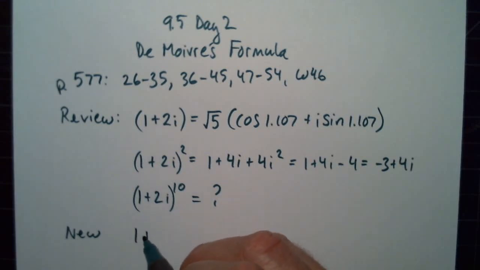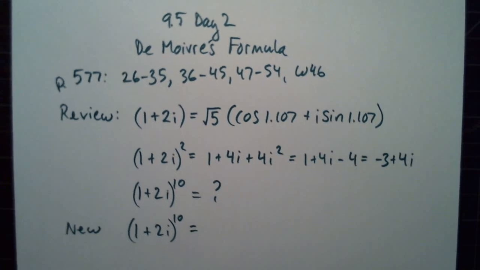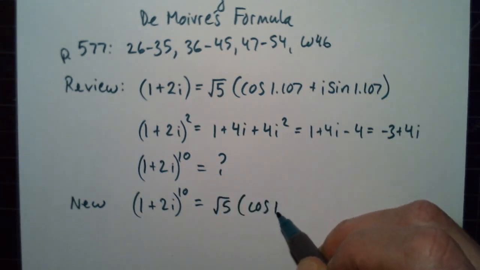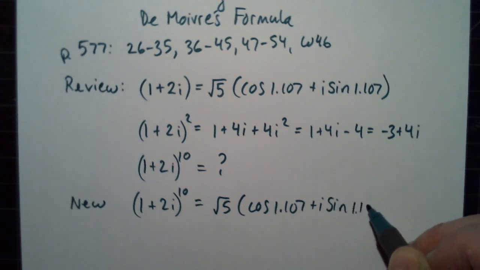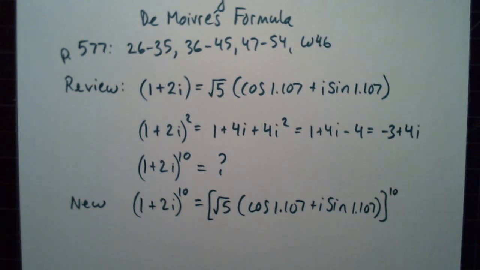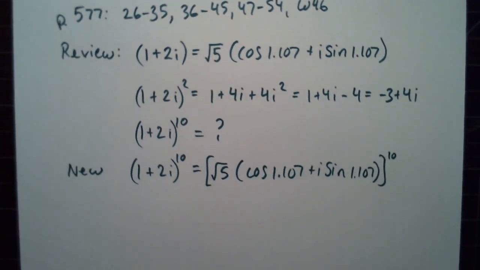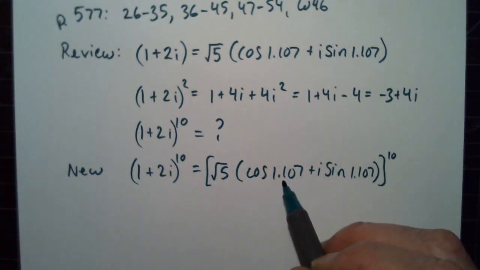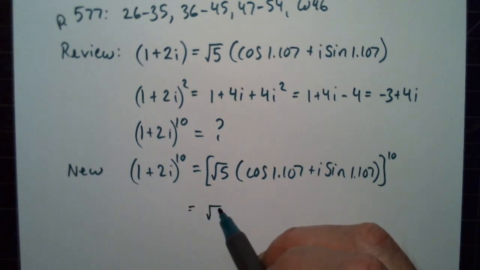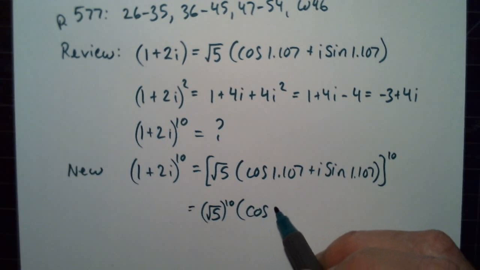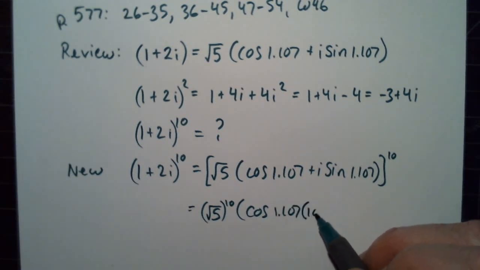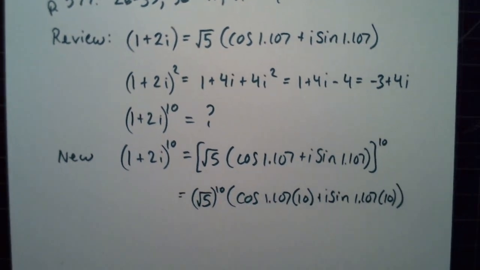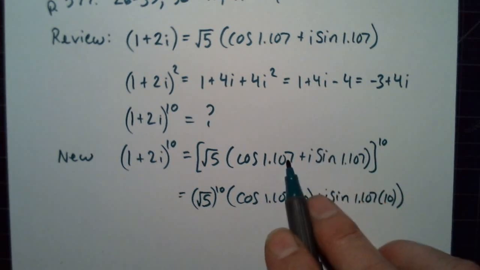So if we had 1 plus 2i to the 10th, we would just use the trig form, which is that. We would have radical 5 and then we'll raise that to the 10th power. Those are equal. But with de Moivre's formula, we can just do this. Make the 10 the power of the number in front, and we're going to then multiply each of the angles by 10.